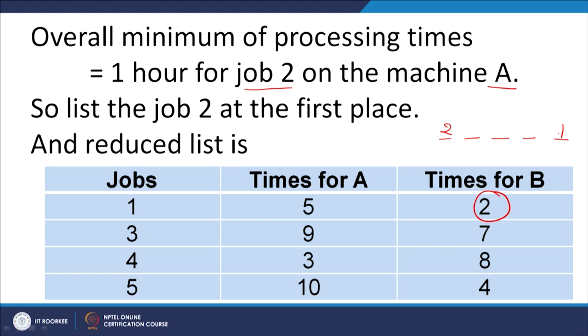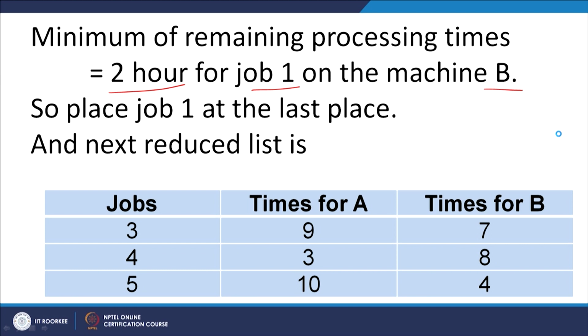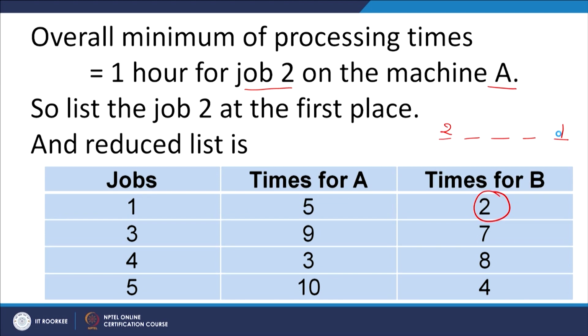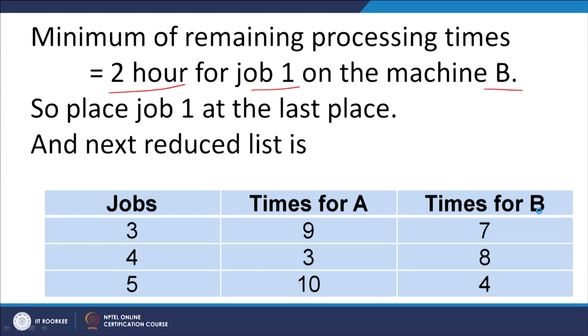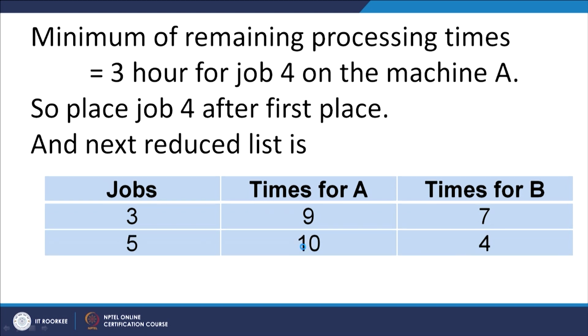Now, the same process has to be repeated and the reduced list now becomes, we will delete this line, and now the reduced list becomes 3, 4 and 5. Again we will repeat the process, and from this we need to find out the overall minimum, and we find the overall minimum is 3 on machine A. So, here you have 3 hours, job 4, machine A. Therefore, we have to place job 4 at the first place.